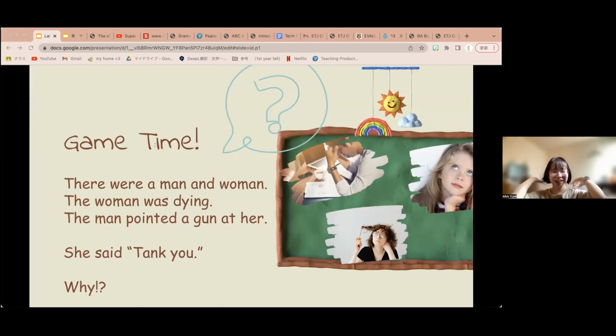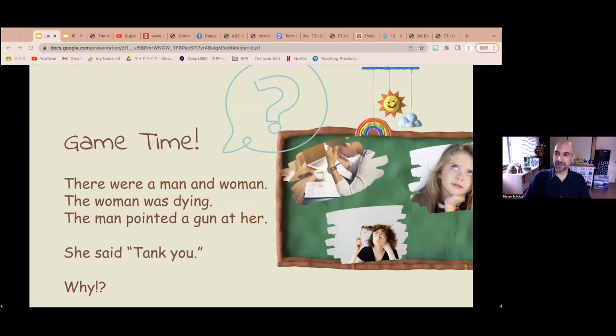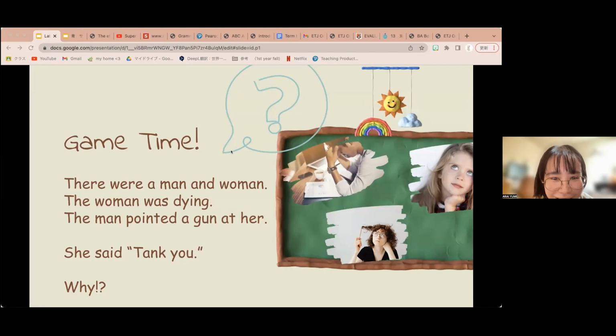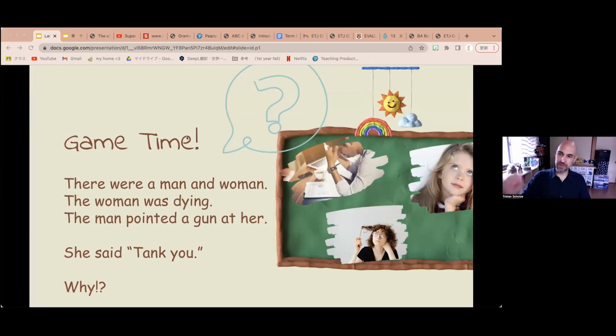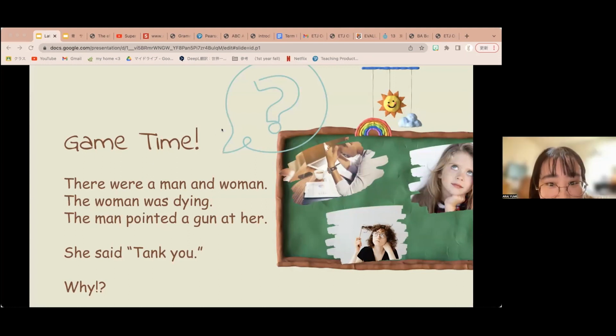Okay, so I'll give you a hint. The place they were at was a cliff. Oh, they were on a cliff. Yes, they were on a cliff. Question: was the woman in danger, with the man pointing a gun at her? Yes. Okay. Was it a medical tool? No.